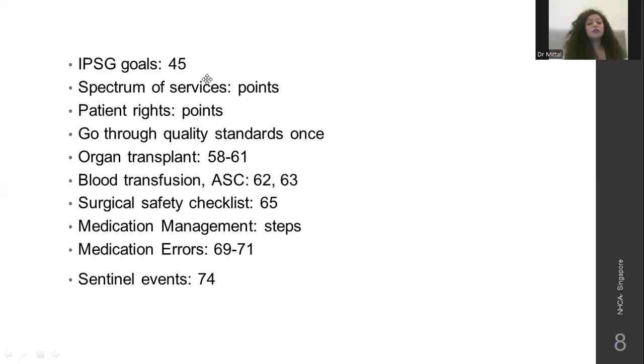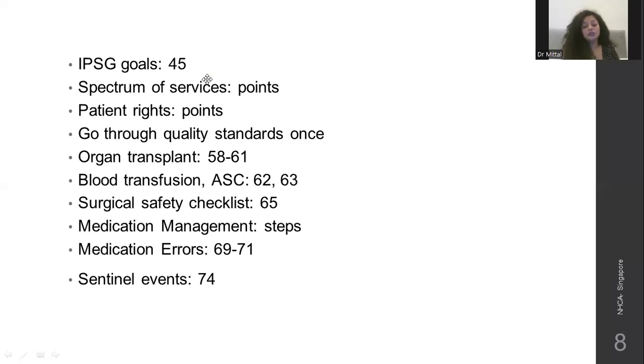Then the surgical safety checklist. Just learn the checklist from online. In the textbook they have given the checklist in a very different form, not that easy to understand usually. So just search for the WHO surgical safety checklist. You will get a 3-part pamphlet kind of checklist, much easier to retain the knowledge from that. Then you have medication management steps.